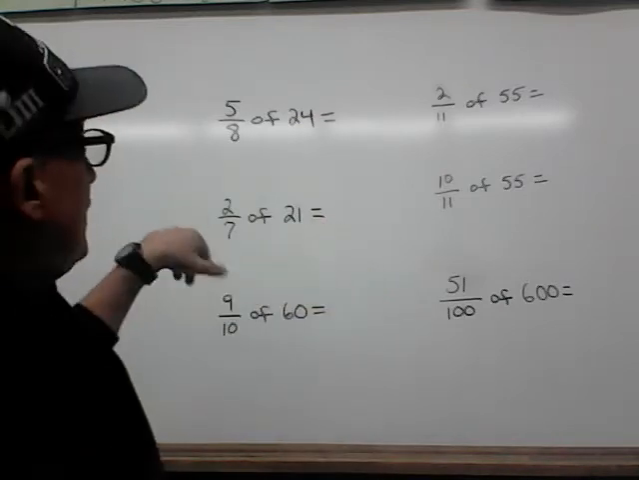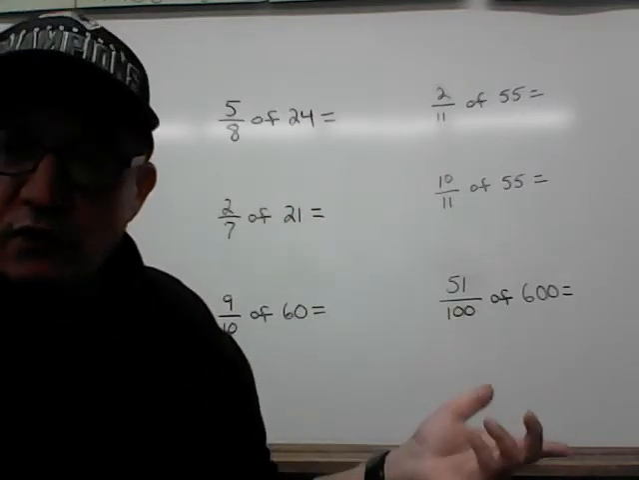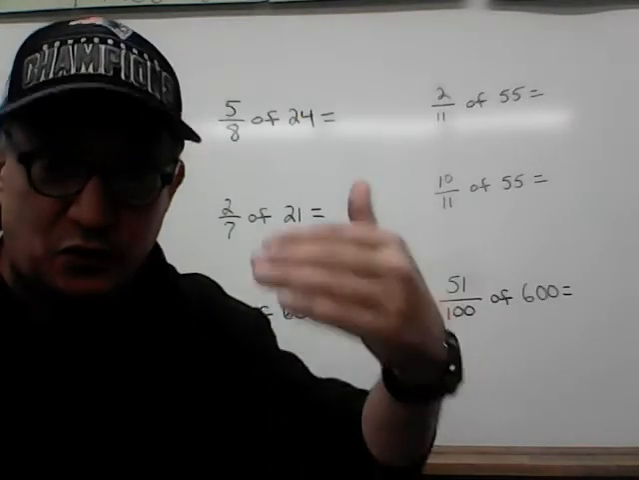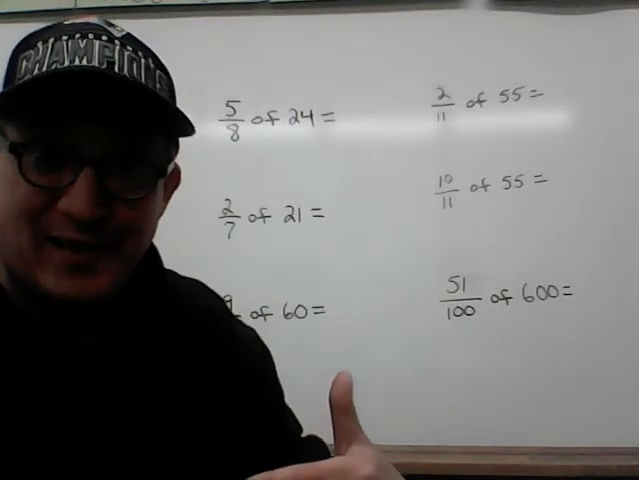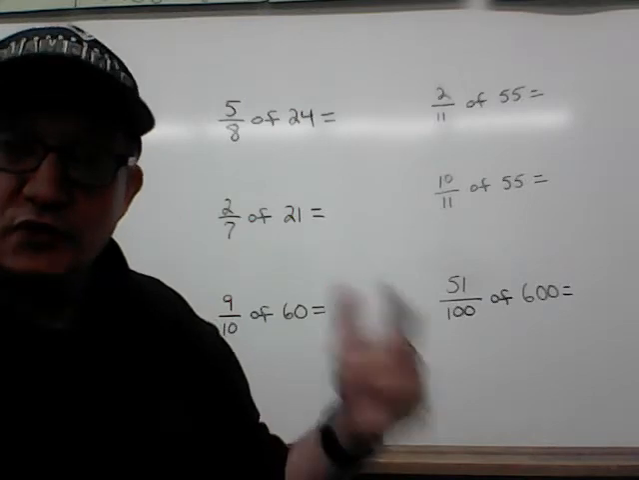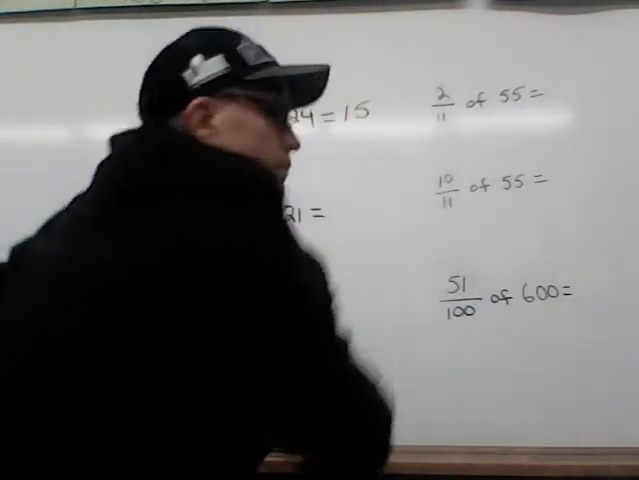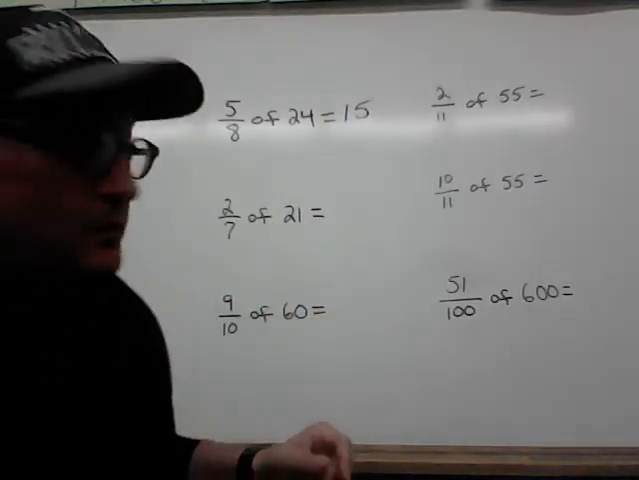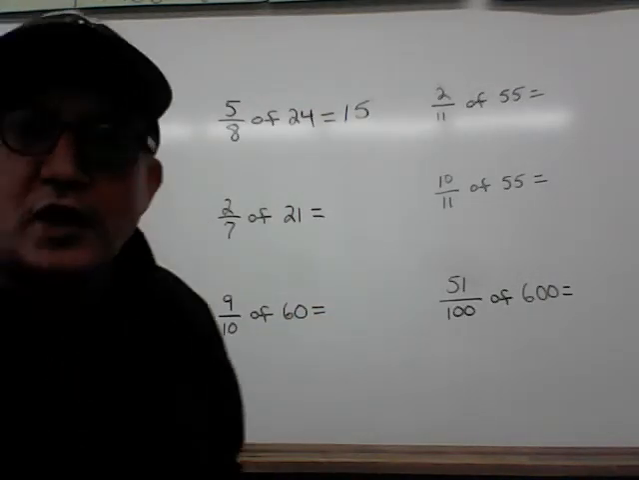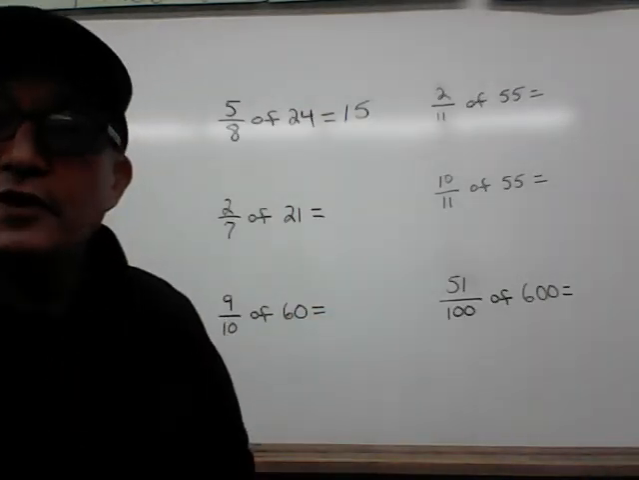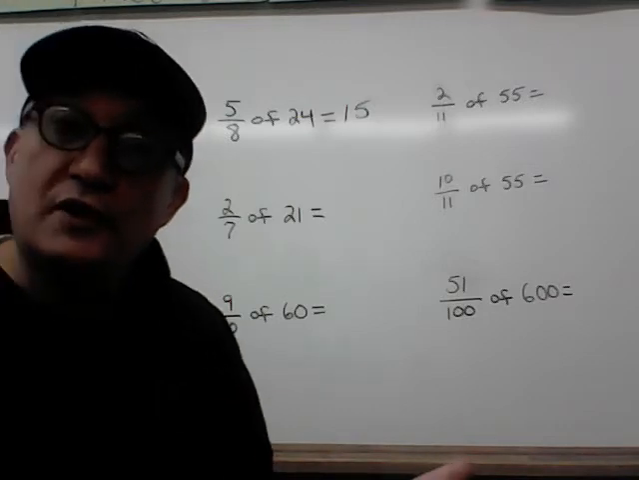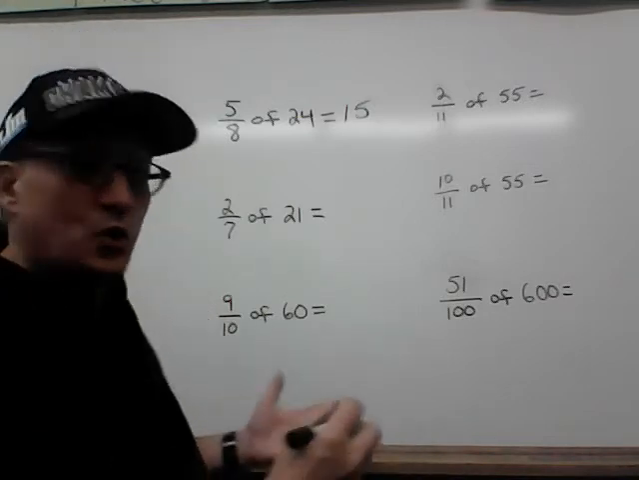Now the first one is 5/8 of 24. 1/8 of 24 is 3. It's 24 divided by 8. So 5/8 of 24 is 5 times 3, or 15. I bet you got that. I bet you got them all. 2/7 of 21. 1/7 of 21 is 3. So 2/7 of 21 is 2 times 3, or 6.